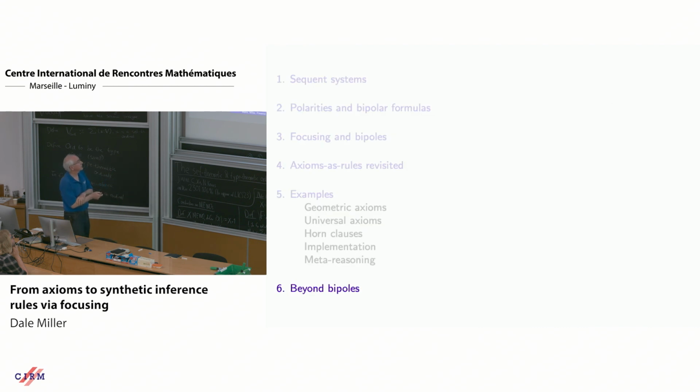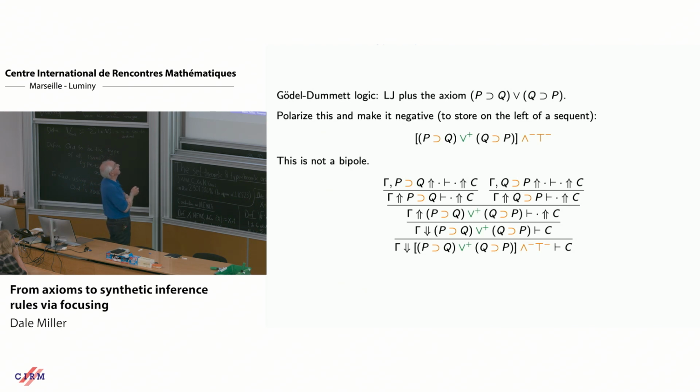Okay, and just a quick note, what happens if you go beyond bipoles? So a nice example of this is to take the Gödel-Dummett logic. This is essentially intuitionistic logic plus this linearity axiom, linearity in the sense of Kripke frames. And then that's an axiom, so you want to have that on the left. Things that are stored on the left have to be negative, so somehow we have to make that formula negative, but I can't, but the or in intuitionistic logic must be positive. So I must do some trick like this, put it under a conjunction.